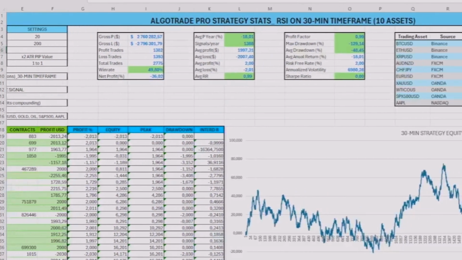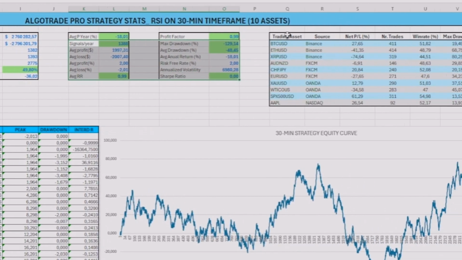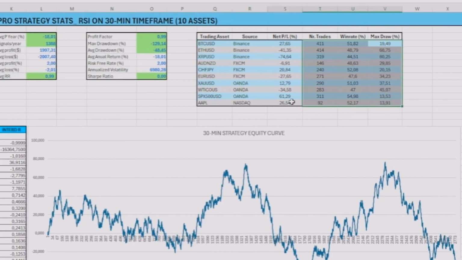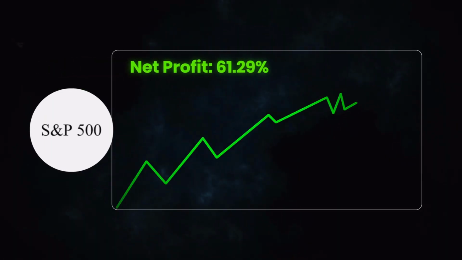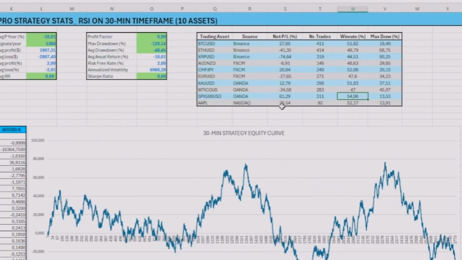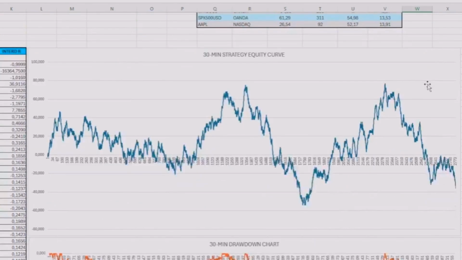Here we have some other stats, and in this table you can analyze the results of every single asset, where you can notice that the S&P 500 was the best performing asset, with a net profit of 61% and a 54% win rate, but the majority of the other assets were unprofitable, something reflected on the equity chart, which was unstable.